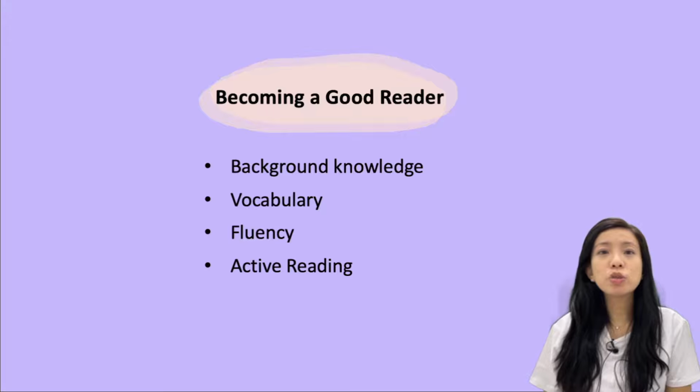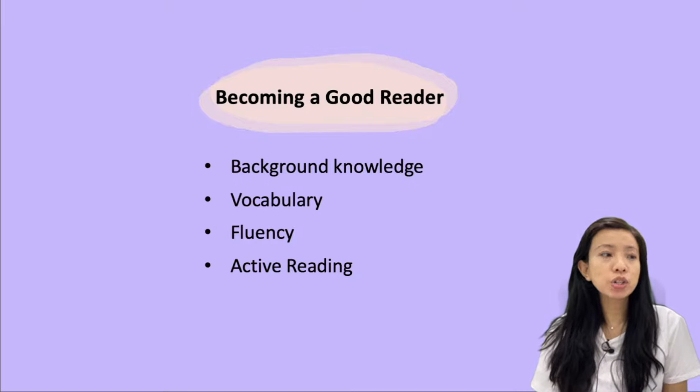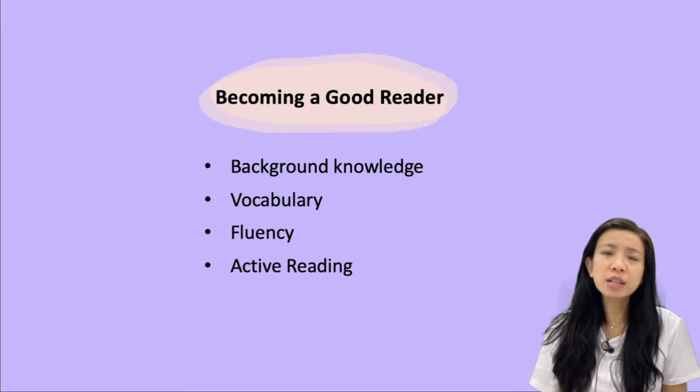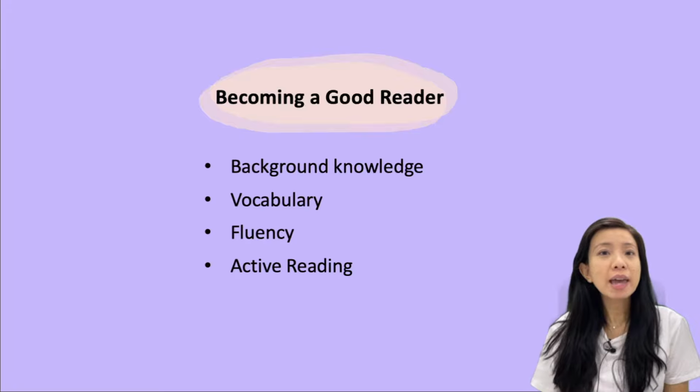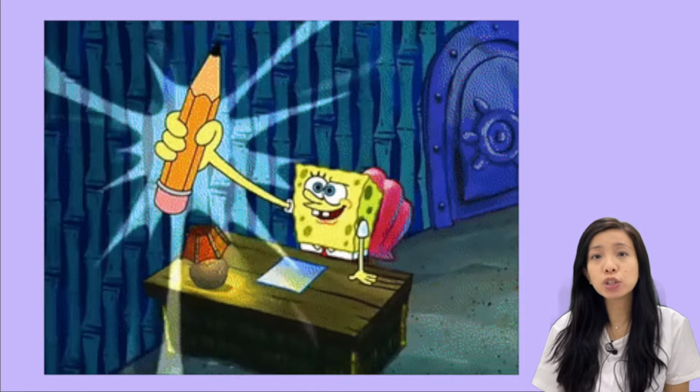The next thing you need to be doing is active reading. So as you are reading, you're not just reading blindly, but you are asking yourself questions about the text and also recalling things that you had read before. Finally, critical thinking is a very important skill if you want to be a good reader. So as you are reading, you should be thinking about the literary devices that the writer has used.